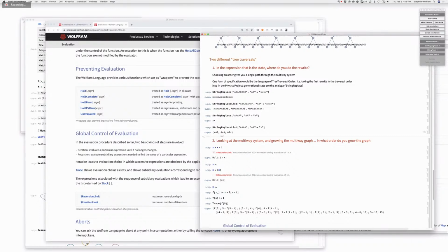Okay. So doesn't that mean that string replace is kind of replace repeated? It is. It is doing what we would call in the physics project the generational states. I mean, it's even worse than replace repeated though. It's replace all. It's not even replace.